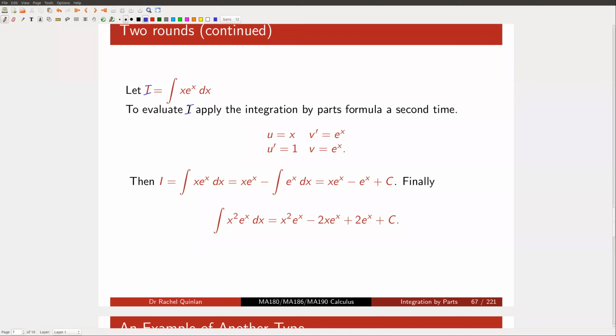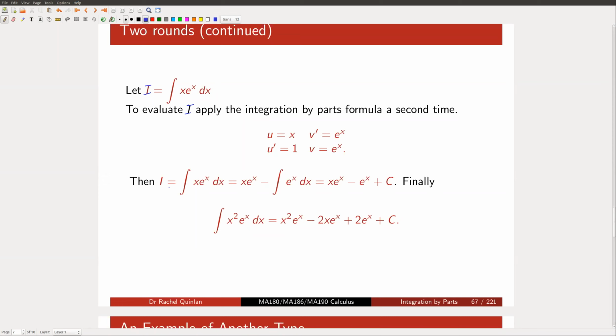So to evaluate I, we can apply the integration by parts formula a second time. And here again, we want u to be the thing that will get nicer when we differentiate it. So take u to be x, take v dash to be e to the x, then u dash equals 1, v equals e to the x. These are not the same u and v, of course, as on the previous slide, because we're just dealing now with this piece I. So try not to let that confuse you. And if it does, just give them some different names.